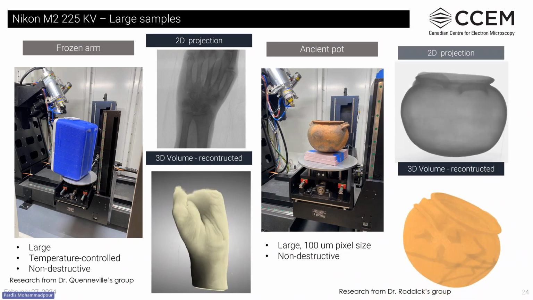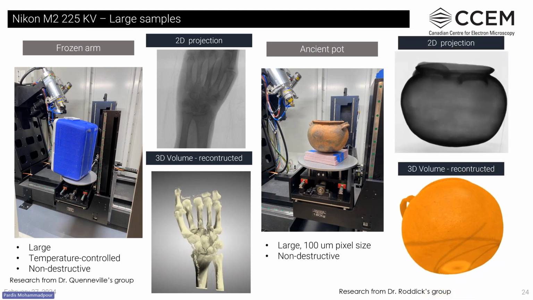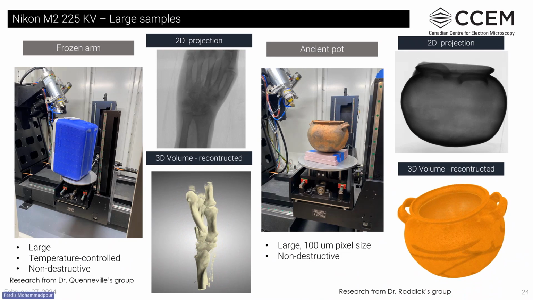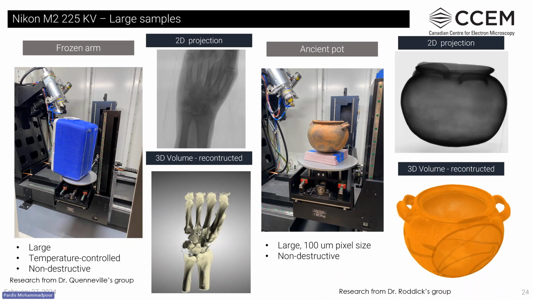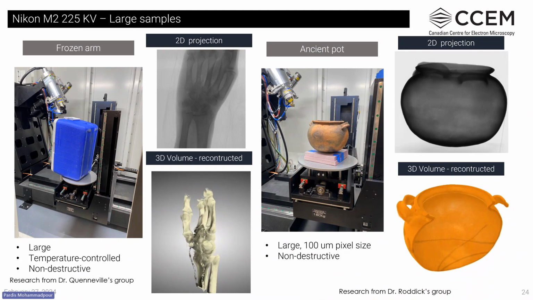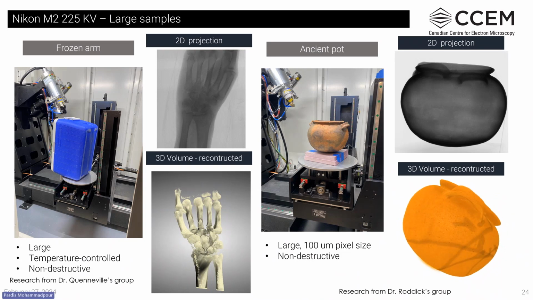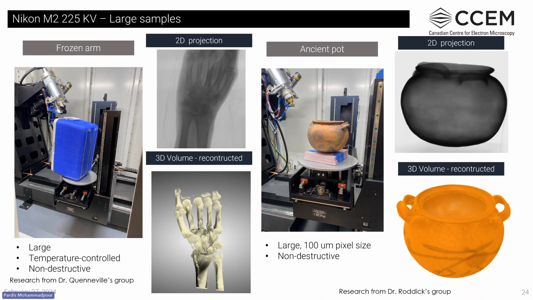Studying the archaeological sample has to be non-destructive. This ancient pot was too large to be characterized by any other characterization techniques. The Nikon XCT system was used to analyze the design and microstructure of the specimen without damaging the sample.